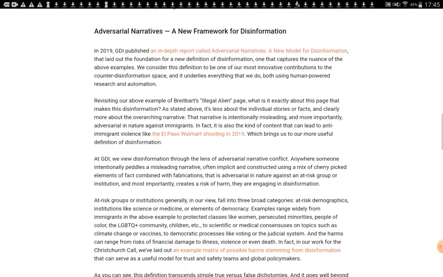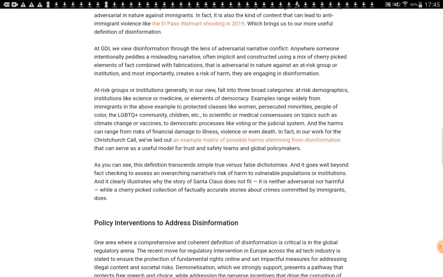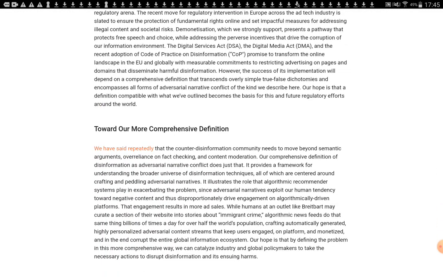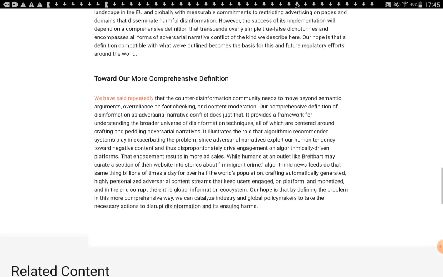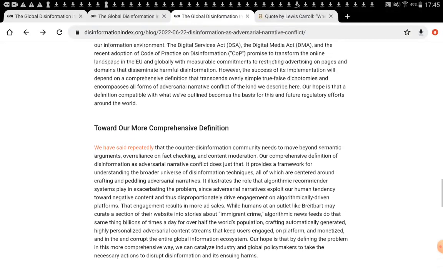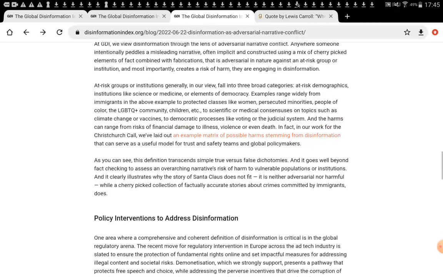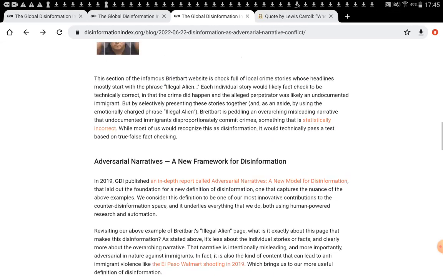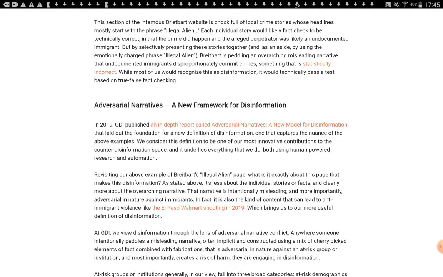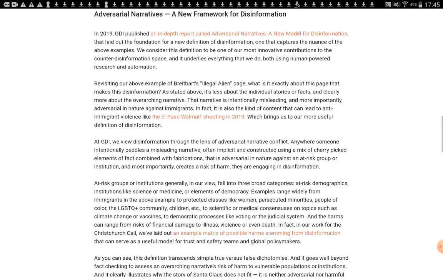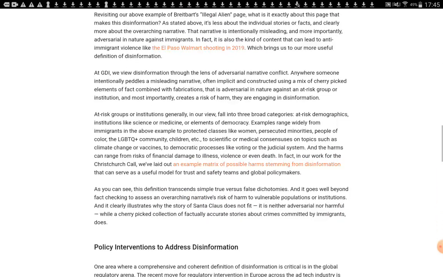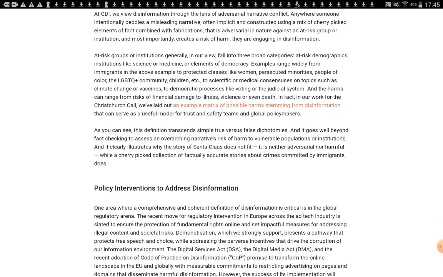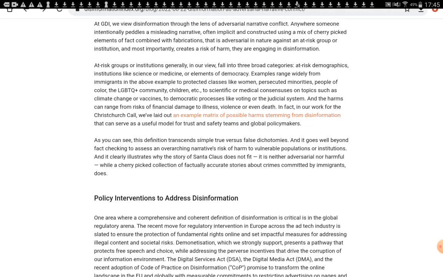But from what I've read here, I don't think the GDI are really interested in this kind of thing. So I think what they're really trying to do is protect certain narratives that they agree with and suppress those that they don't. That's not to say that there aren't unsavoury people out there with unsavoury views, using dishonest tactics to try and spread their views, but harm comes from well-intentioned people as well as those with more malicious intent.